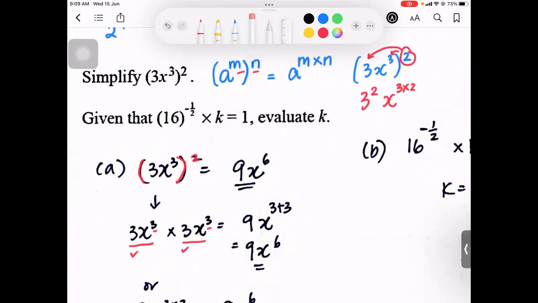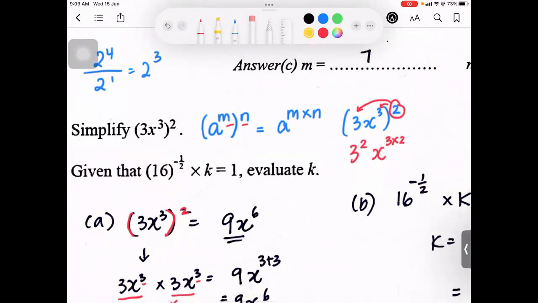But this can only be used if the power is something like a square, which is easier to see, right? If the power is like power 10, power 11, or even bigger than that, then it'll be difficult for you to write it out so many times. Then you will have to use this property over here.